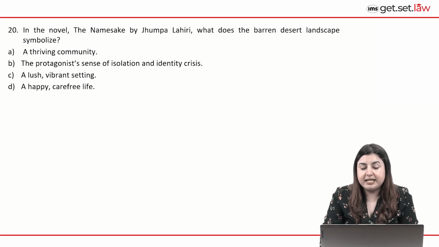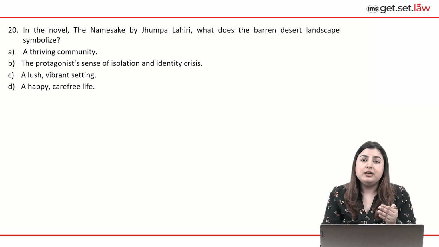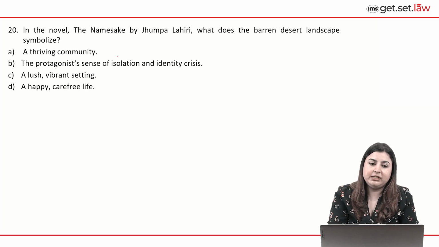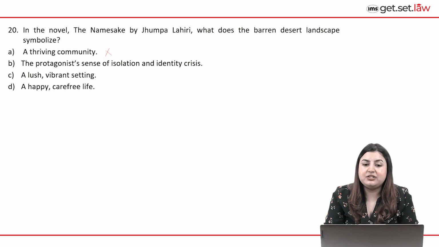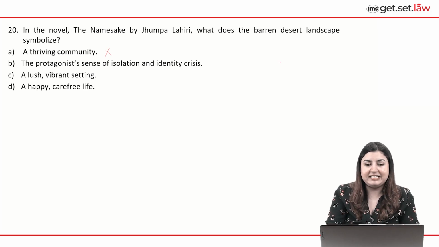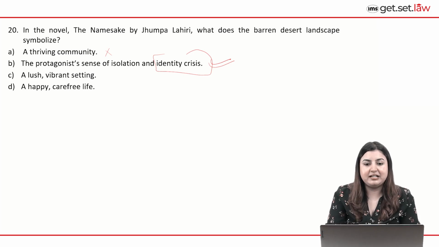In the novel, The Namesake by Jhumpa Lahiri, what does the barren desert landscape symbolize? It was really mirroring the protagonist's sense of isolation and inner turmoil, is what the passage said. Now, let's look at if any of the options given here reflect that. A, a thriving community, absolutely out, right? B says the protagonist's sense of isolation and identity crisis because he was really exploring foreign lands, right? And this is where the identity crisis stems from. So this is very much in alignment with the things that are mentioned in the passage regarding Jhumpa Lahiri's The Namesake, right? So B is the correct option.